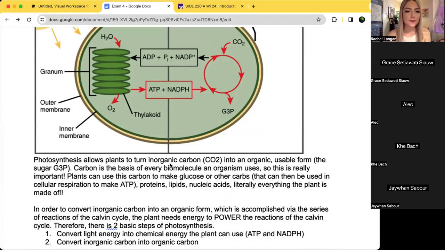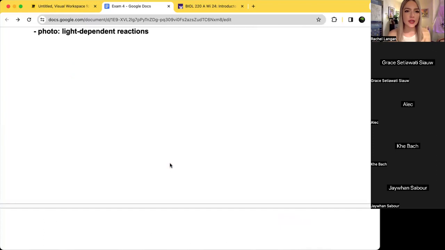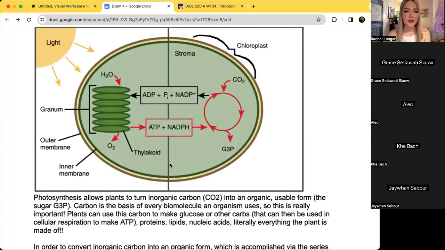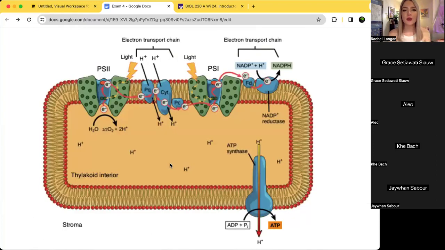Okay. So let's take a closer look at the two steps. First you have the light reactions. And again, the whole goal of the light reactions is to make that molecule, NADPH, and that one, which is ATP. Why? Because we can use those chemical energies in the Calvin cycle to get our G3P molecule.